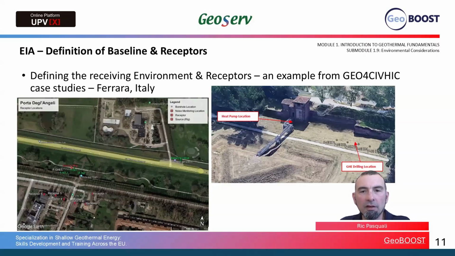So this is a case study site from another EU project called Geo4 Civic, and a case study site from Ferrara in Italy, which is a UNESCO World Heritage Site. And you can see that in the picture on the right-hand side, this is the Angel's Gate, which is one of the structures which is part of the old fortified walls of the city.